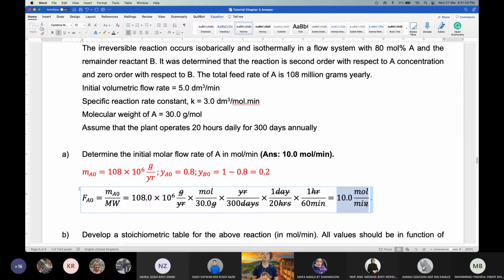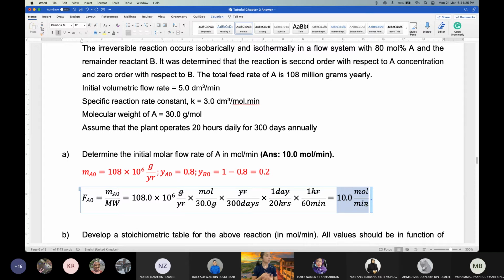So soalan ni different from the rest that you have I counted before sebab sebelum ni soalan ni more straightforward bagi concentration, bagi molar flow rate, bagi volumetric flow rate. But this question is a bit different. I give you mass flow rate. So you have to know by yourself how do we convert from mass flow rate kepada molar flow rate. Okay, so we are done for question part A.